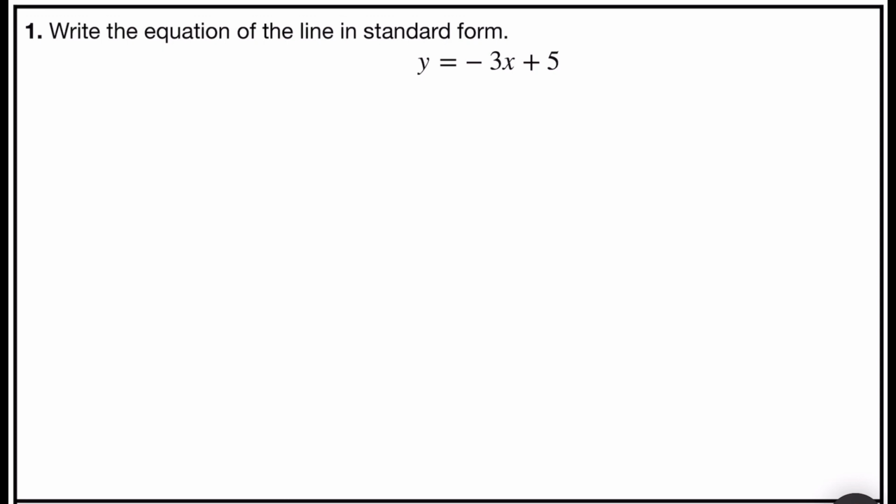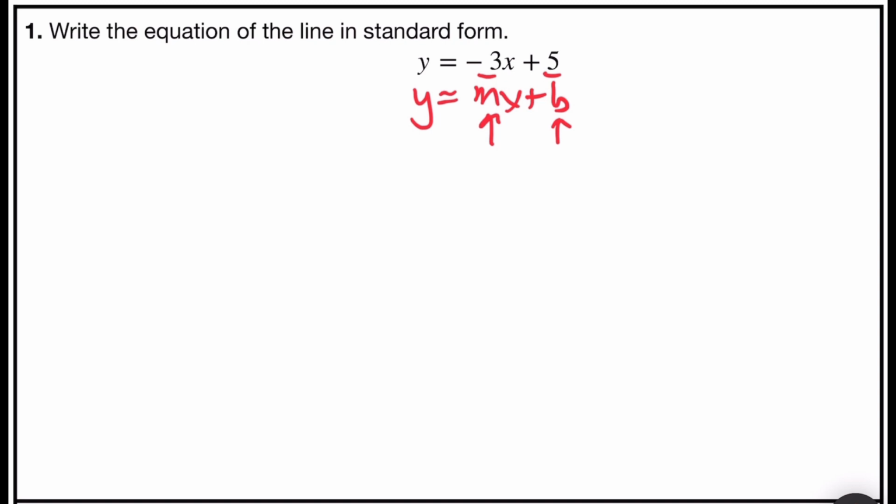y equals negative 3x plus 5. So right now the equation is in the slope-intercept form, y equals mx plus b, where the coefficient on x represents the slope, in this case negative 3, and the constant at the end, b, or 5 in this equation, represents the y-intercept. This form is great for graphing.